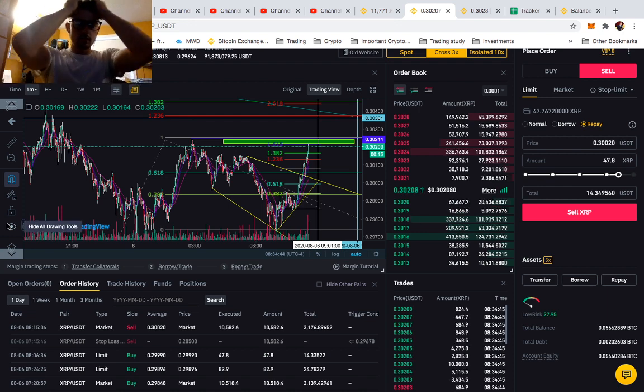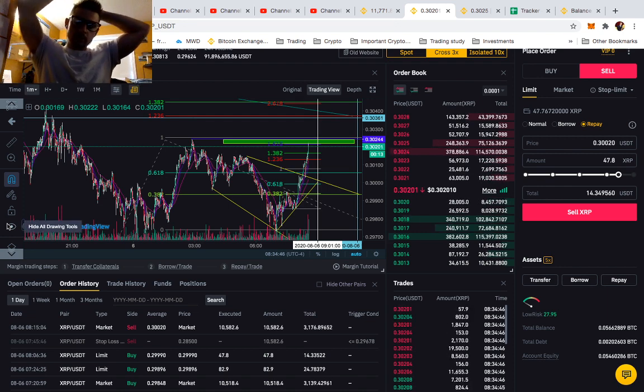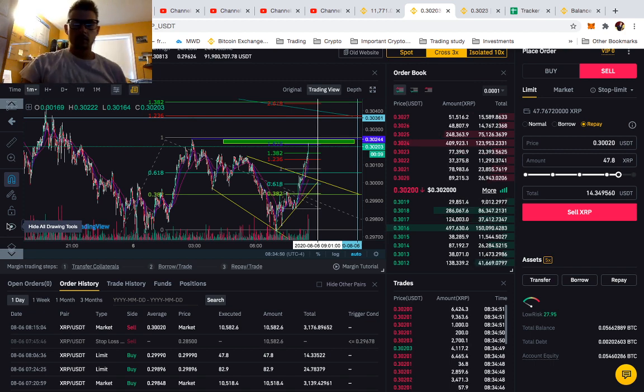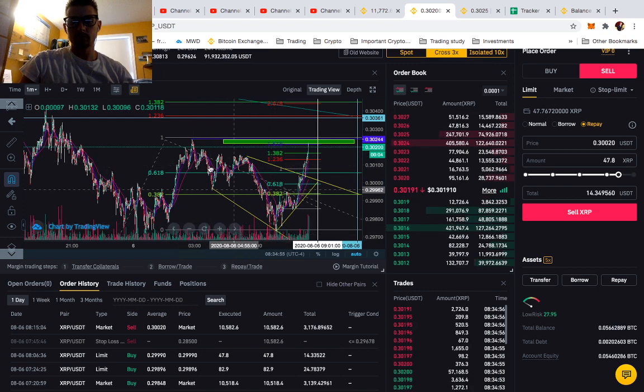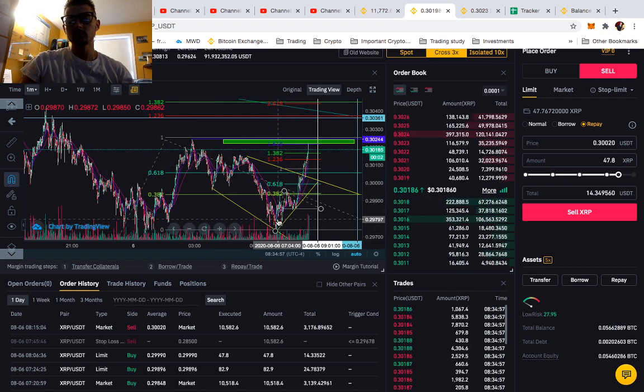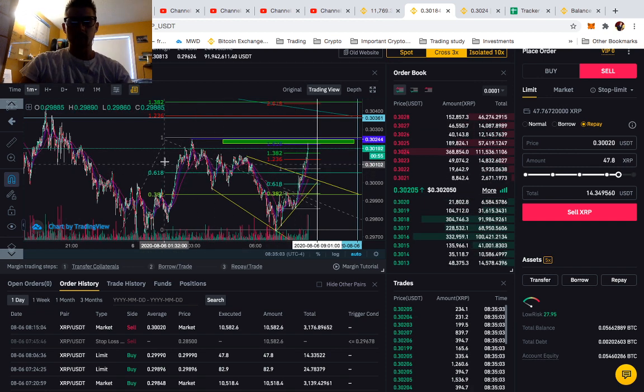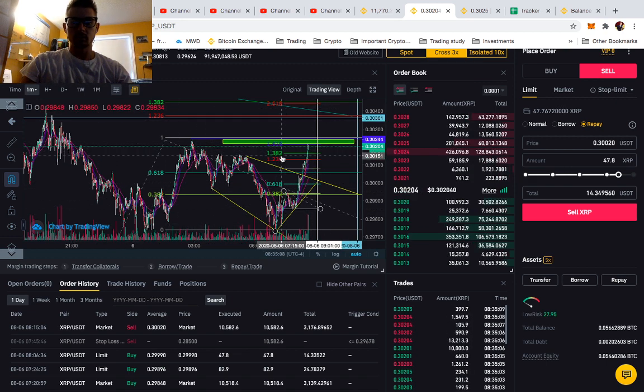So what's the mistake? The mistake is not sticking to the original idea. The mistake is not seeing that this is an ABC, being the B, or the wave 2. And the mistake is selling right here. Although it was a 61.8 of the larger, you know, thing, we're at the 1.618 right here.